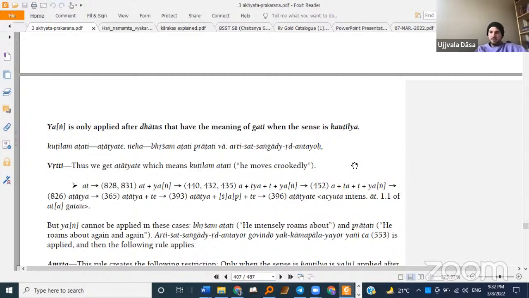So if we wanted to say going intensely or going quickly, then we would say shigram gacchati. But if we use Shigram with Yang, then we mean crookedly. He goes like winding. That's an interesting rule to understand.